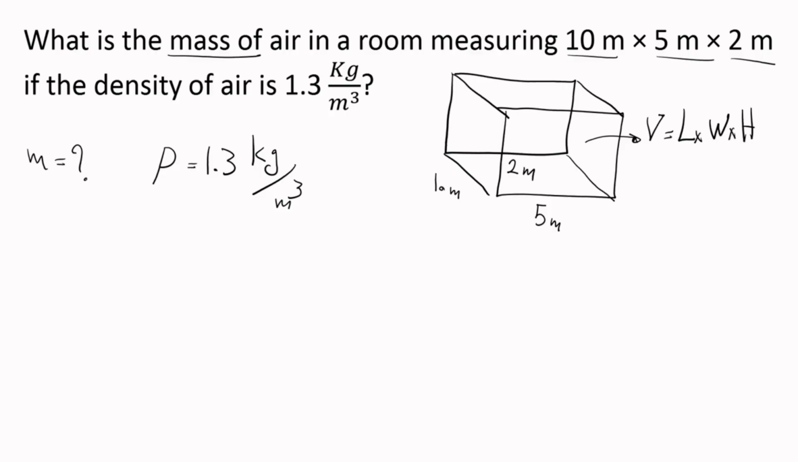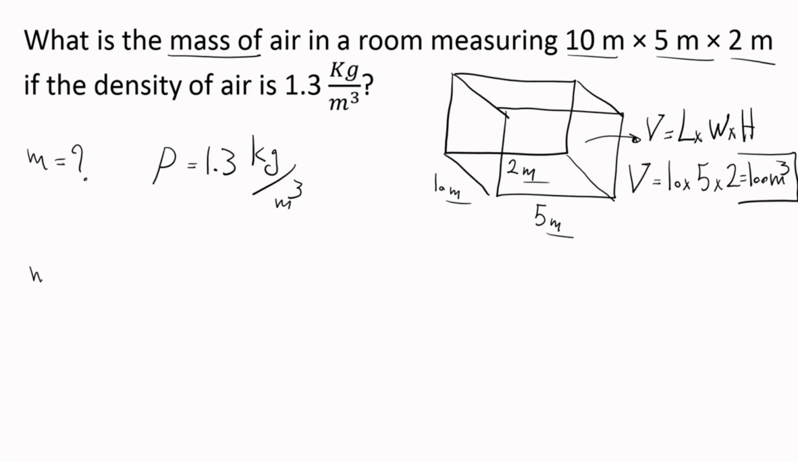This is the formula that I use for calculating the volume of cuboids. So volume is gonna be 10 times 5 times 2, which is gonna be 100 because I have all the dimensions based on meter. This is gonna be cubic meter, and units are corresponding. Now I have density or rho and I have volume.